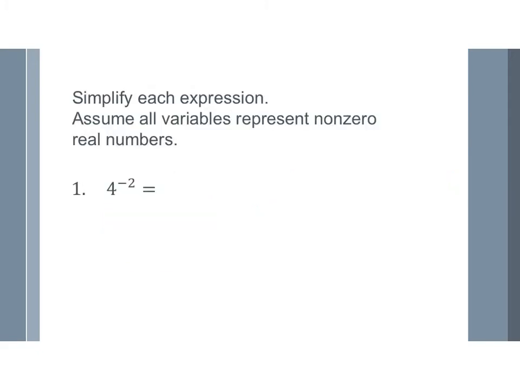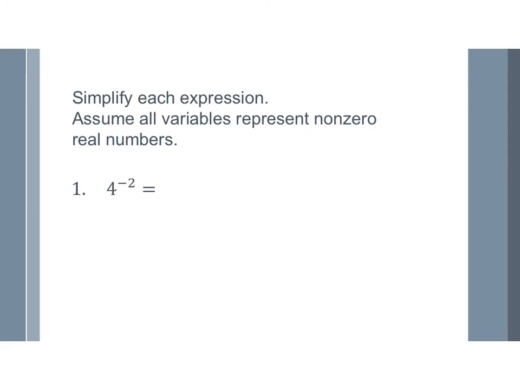All right, so let's try some examples. Again, we're going to assume that all the variables represent non-zero real numbers, because some of our examples here are going to have fractions in the denominator. And remember, whenever there's a 0 in the denominator, it makes the problem undefined. So we're assuming every variable represents real non-zero numbers.